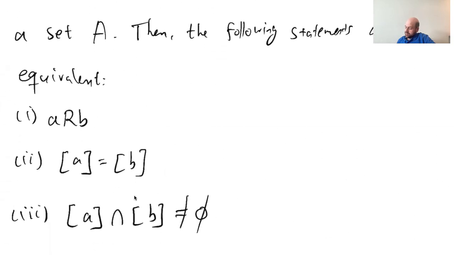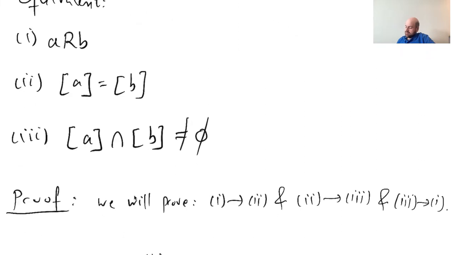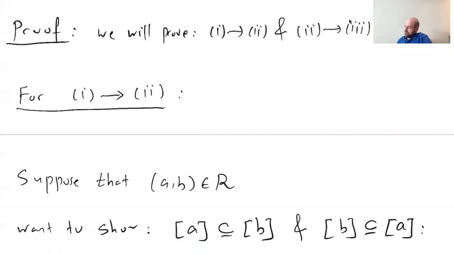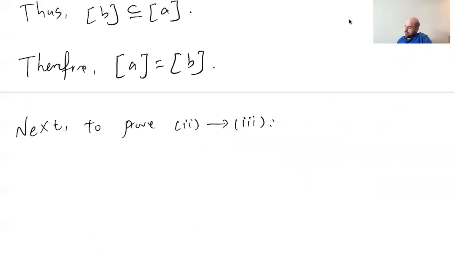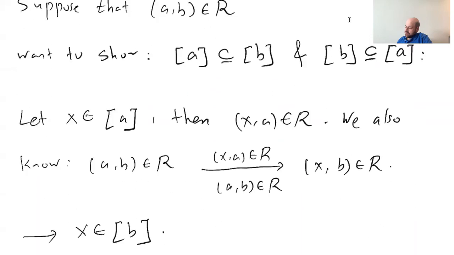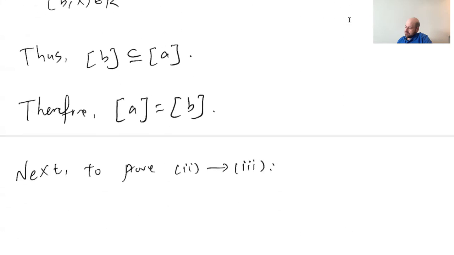2 to 3, so we are assuming that equivalence class of A and equivalence class of B... I want to show that their intersection is non-empty. Okay, so how can I prove that the intersection is non-empty? Well, this is very easy to prove, because what will be the intersection of equivalence class of A and B? I want to show that that is non-empty, right?